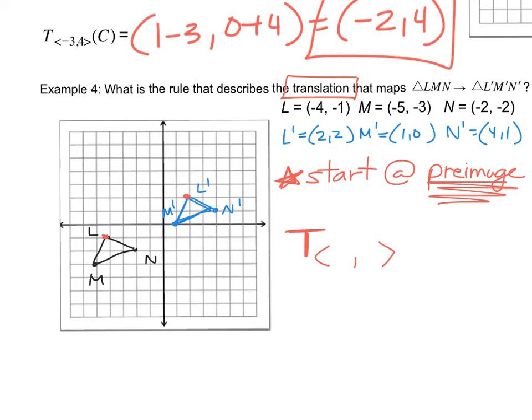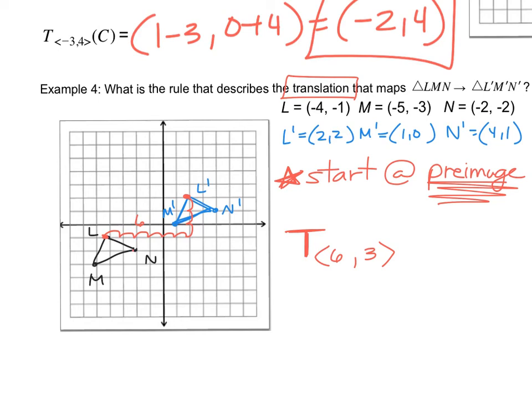So from here, we're going to go 1, 2, 3, 4, 5, 6. Okay, so it's 6 to the right. That's positive. And then we're going 1, 2, 3. Is that positive or negative? Positive. So it's a translation of 6, 3. And you could check that. If you went from N to N prime, it's still 6 to the right, 3 up. If you went from M to M prime, 6 to the right, 3 up. So it doesn't matter which one you pick. They're all going to be the same.